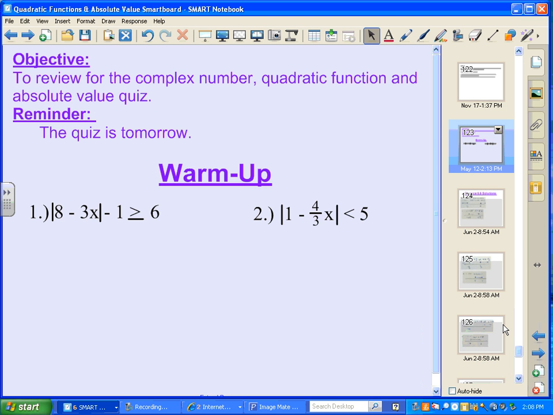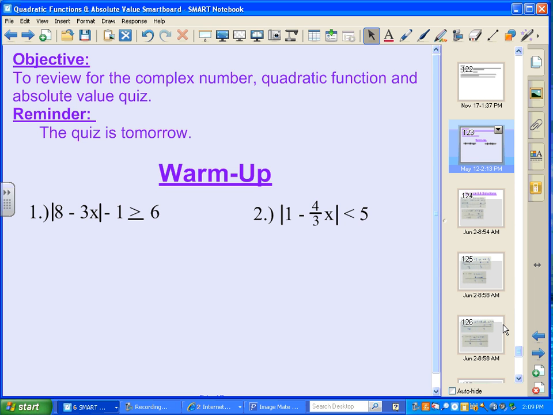All right, guys. Plan for today is to review for the complex number, quadratic function, and absolute value quiz. I'm trying to keep the quiz under 20 questions, so you'll get it done within the period. It'll be worth around 30, 35 points.